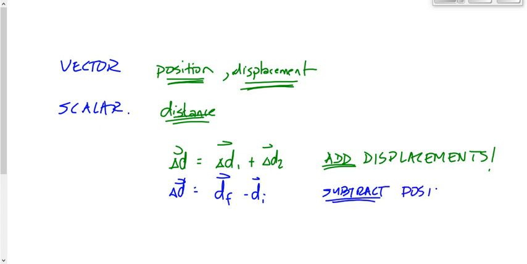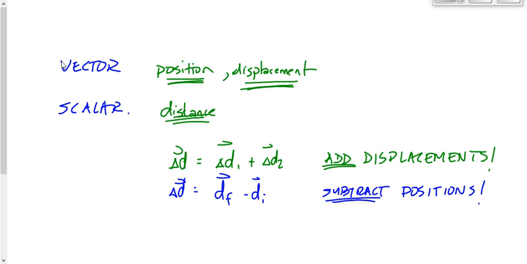Now, it is possible to have more than 2 displacements or positions. If you have 15 different displacements, let's say I walk 2 meters, and then I walk 3 meters, and then I walk 2 meters again, and then I walk 17 meters, and then I walk 24 meters, and then I walk 1 meter. All I got to do is add all those displacements up, no matter how many there are, to get the total displacement. If I'm given 20 different positions, what do I got to do?